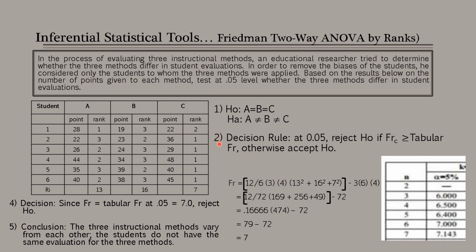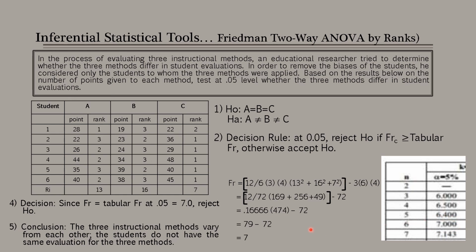Our decision rule is that at 0.05 level of significance, we reject the null hypothesis if the Friedman computed is greater than or equal to the Friedman tabular. Otherwise, we accept the null hypothesis. Substituting the data with the variables in the formula, we get a computed Friedman of 7. And we search for the Friedman tabular with the population of 6, with a 0.05 level of significance, and we also find that the tabular Friedman is 7.